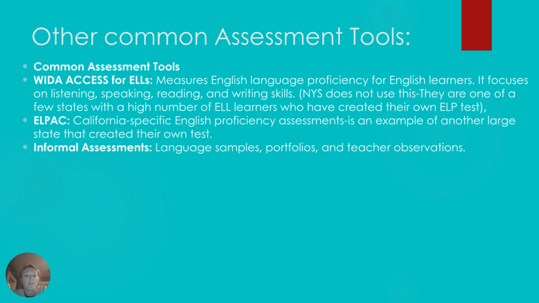They are one of the few states, like I said, with a higher number of L learners who have created their own ELP test. So I gave an example below this for California, as it being another large state, also did something very similar. So theirs is the ELPAC, the California Specific English Proficiency Assessment. It is an example of another large state that created their own test. And then the informal assessments, which are those language samples, portfolios, teacher observations.